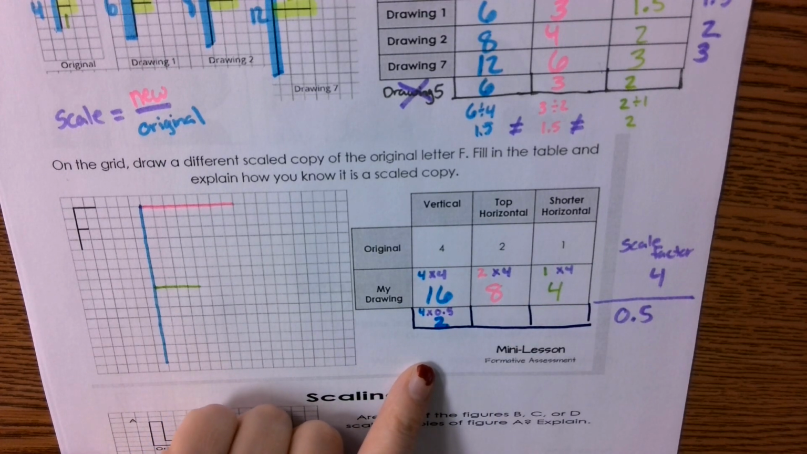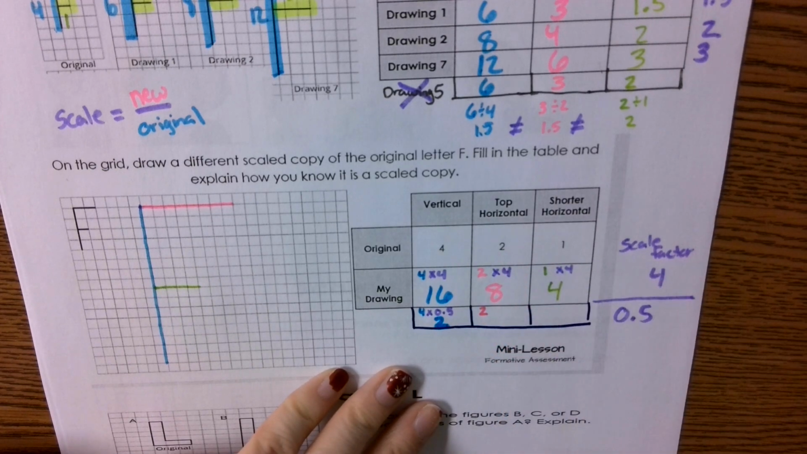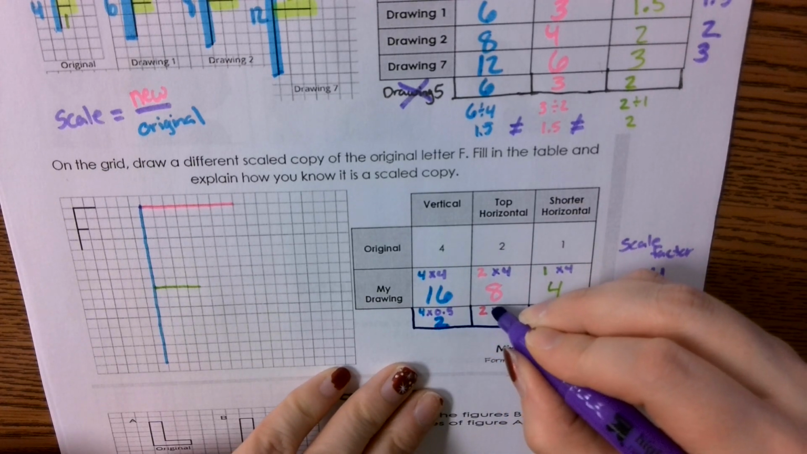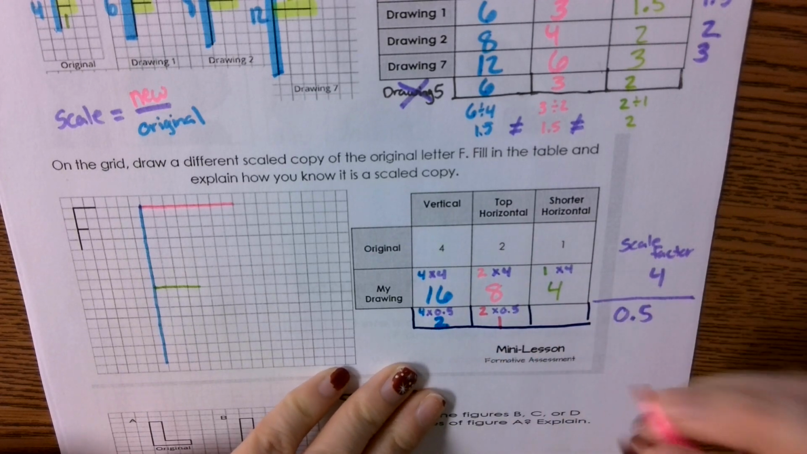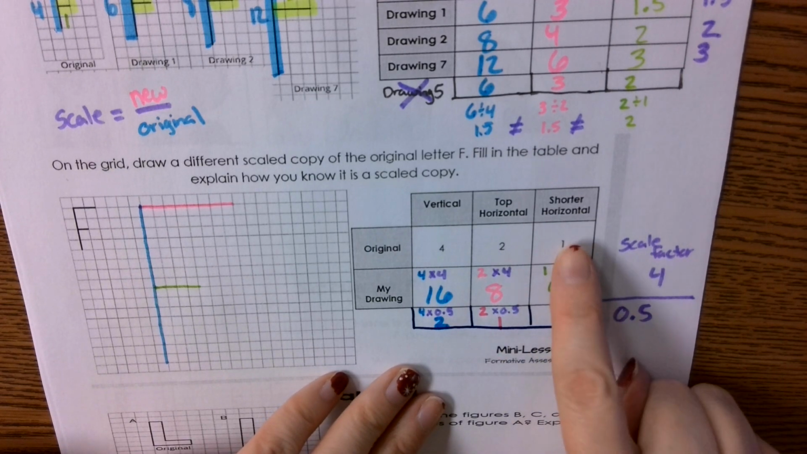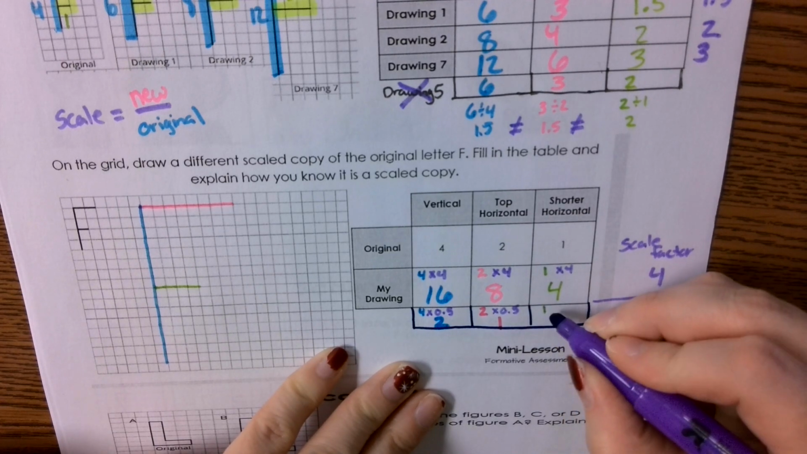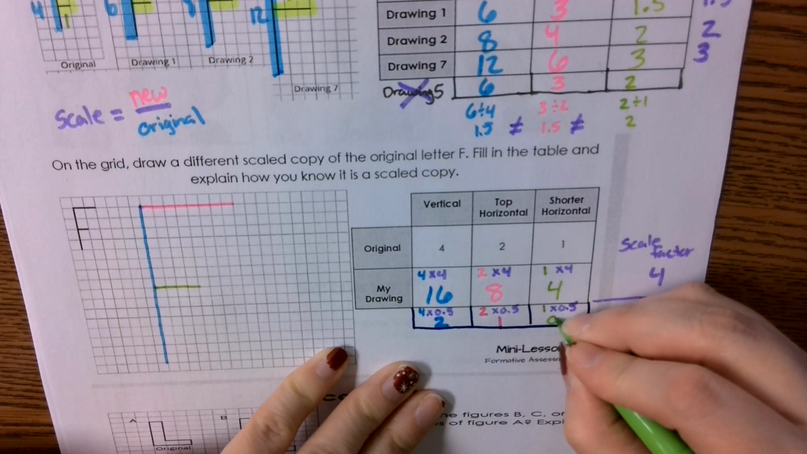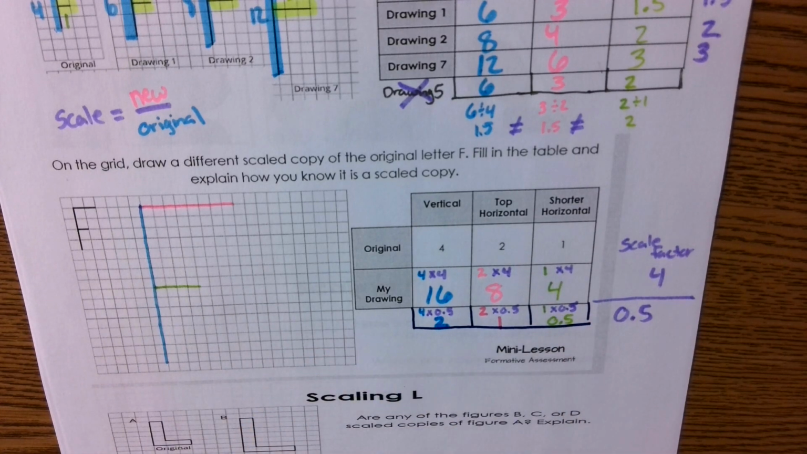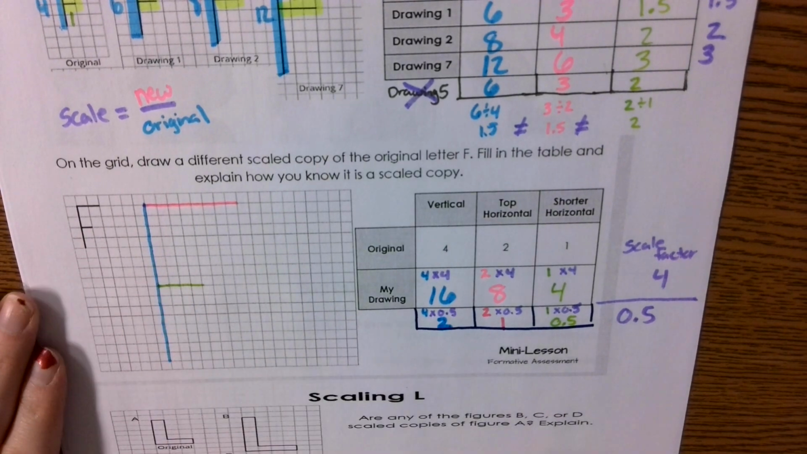If I take my original value of 2 and I multiply it by 0.5, that's going to give me a new measurement of 1. And if I take my original measurement of 1 and I multiply it by 0.5, then that's going to give me a measurement of 0.5. Okay, so now I can draw that, and it's going to create a scale drawing that's smaller than the original.